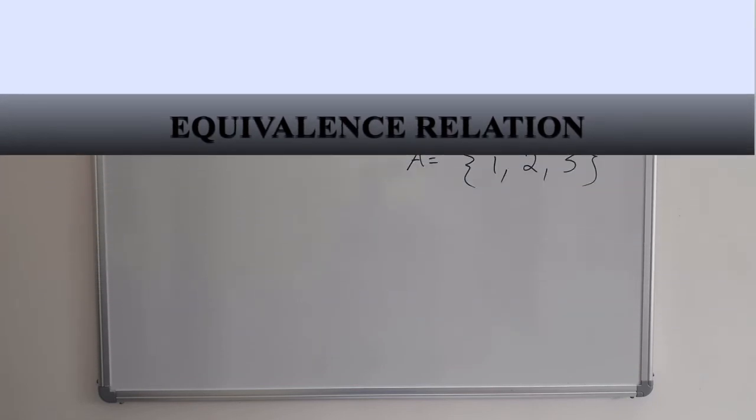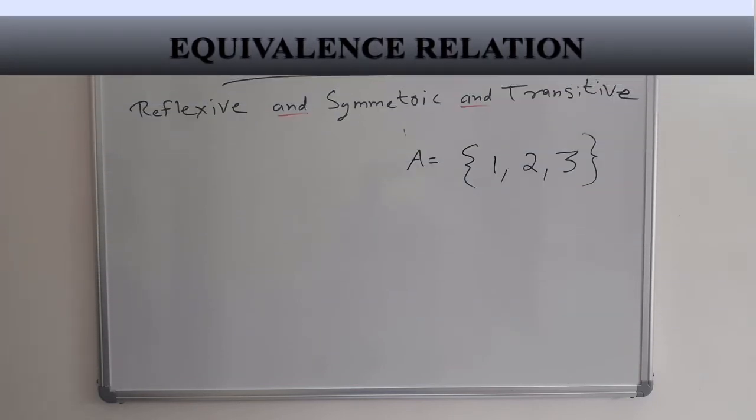Now we will see what is an equivalence relation. An equivalence relation is nothing but a relation which is reflexive, symmetric and transitive at the same time. If it satisfies the conditions of all the three types of relation, then it is an equivalence relation.